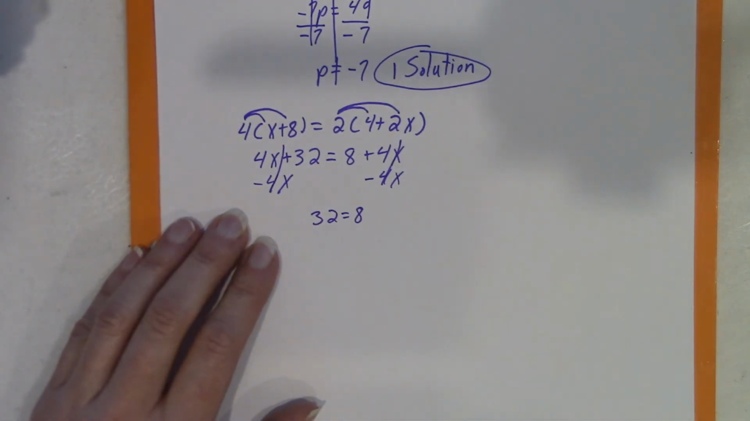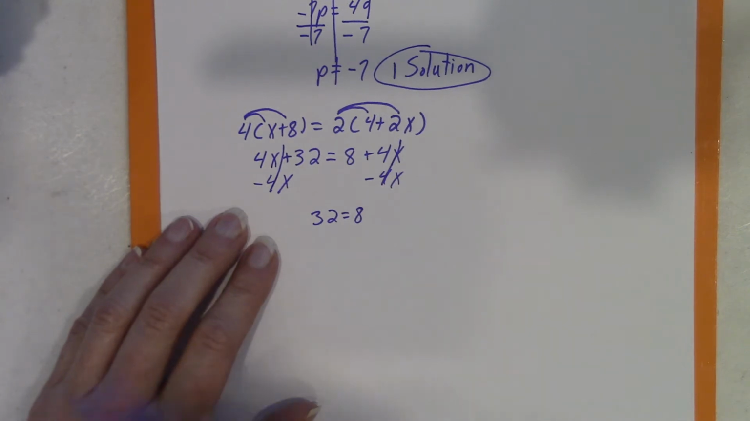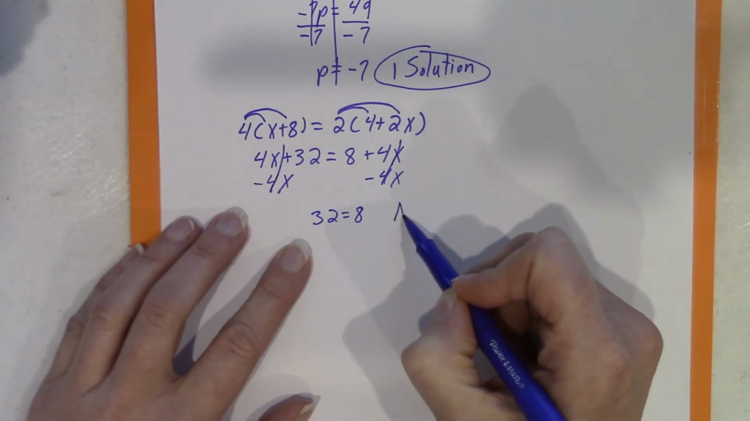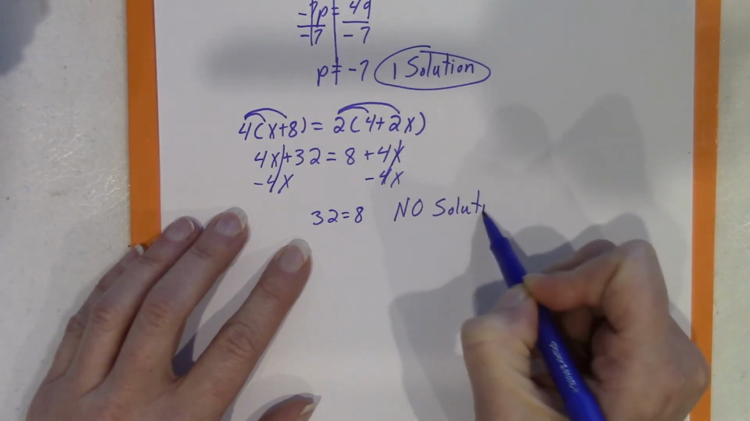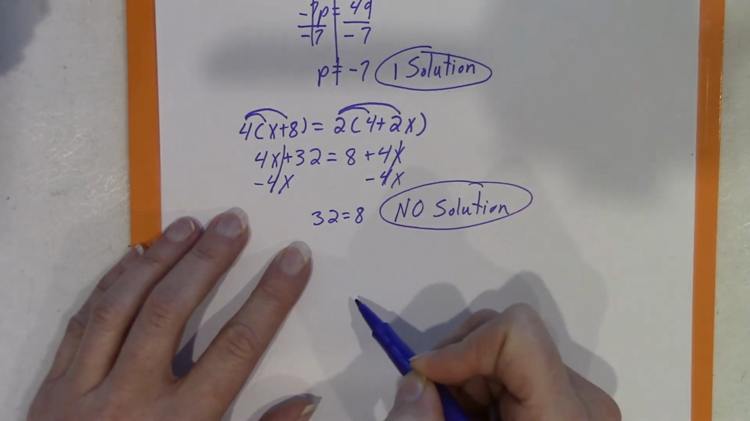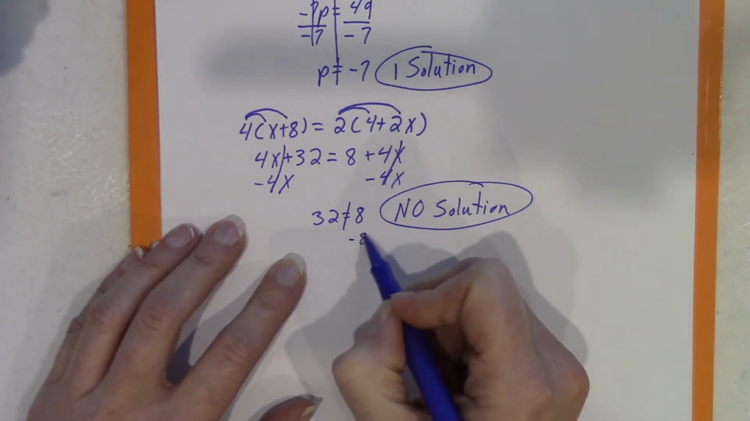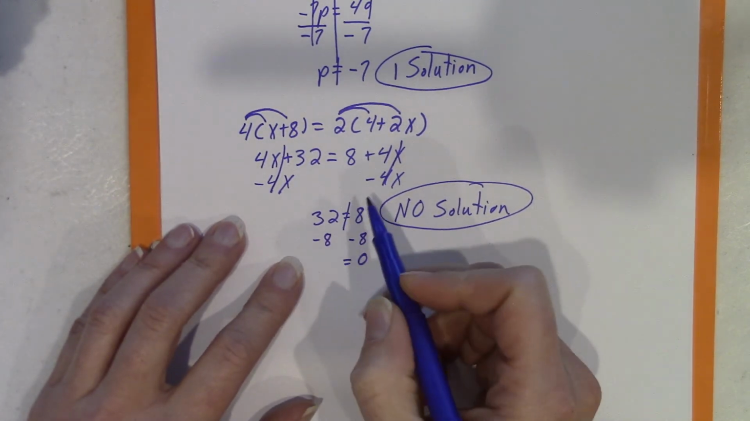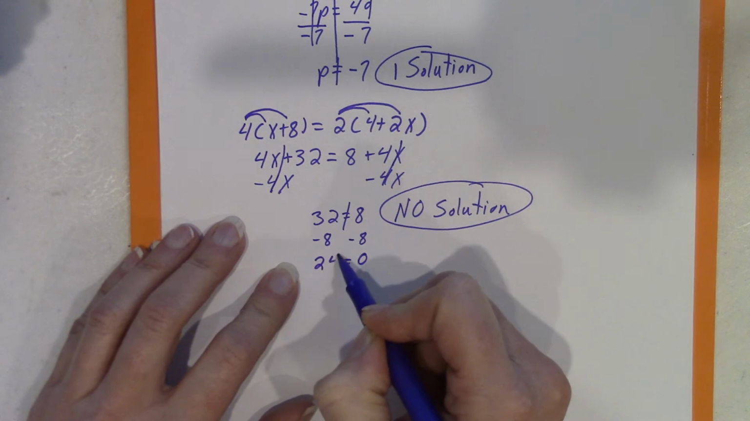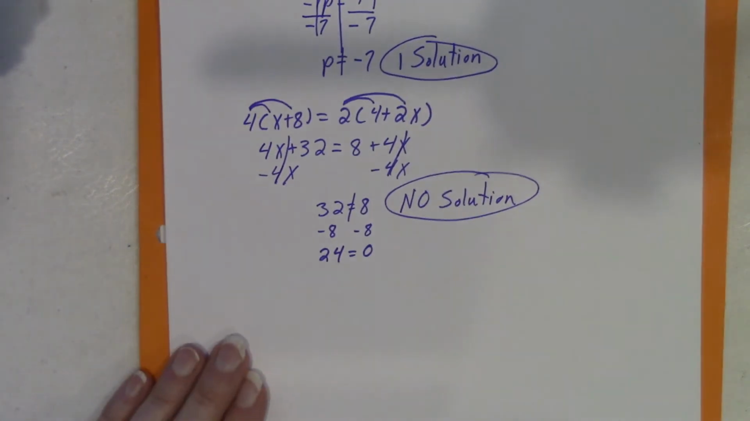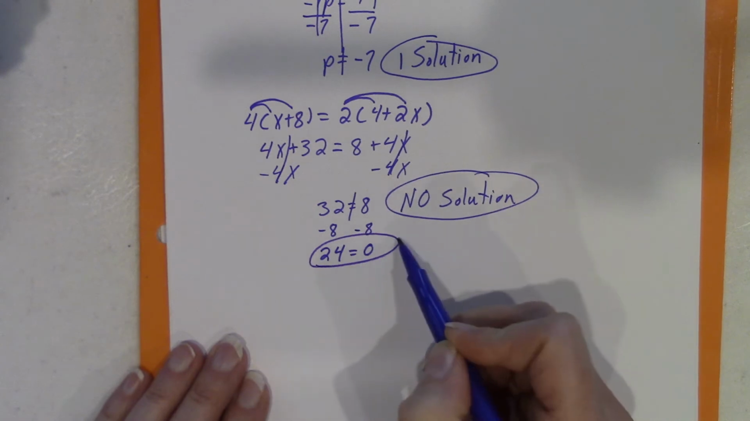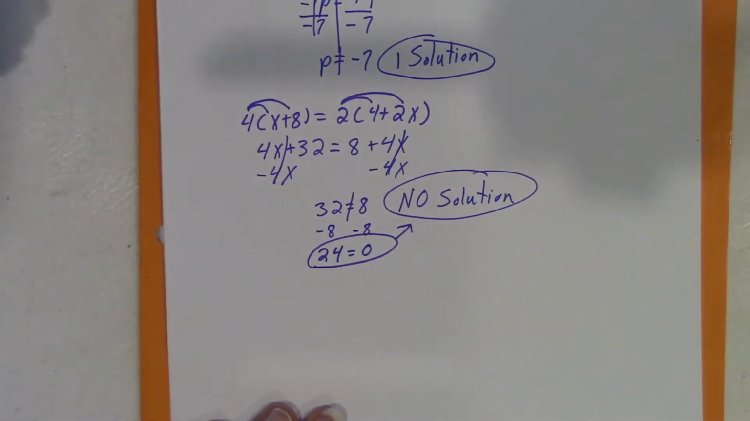Well, I know 32 does not equal 8. So I know that this does not have a solution. This is a no solution, because 32 does not equal 8. You could go through and subtract 8 from both sides if you wanted to. Then you would have 0 equals 24, which still does not equal. So if you see something like this, you know you have no solution. All right, two numbers that do not equal each other. No matter what I plug in for x, that equation will never be balanced.